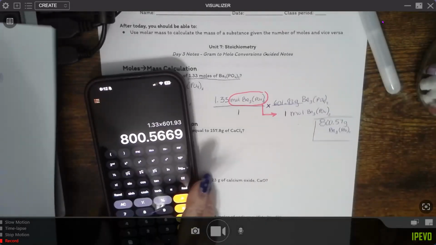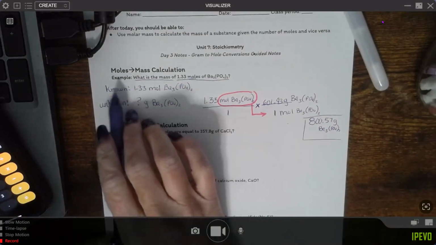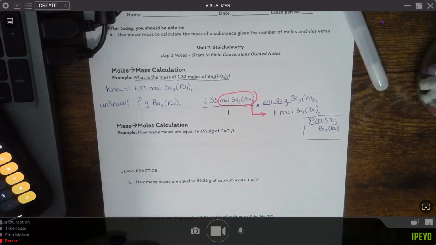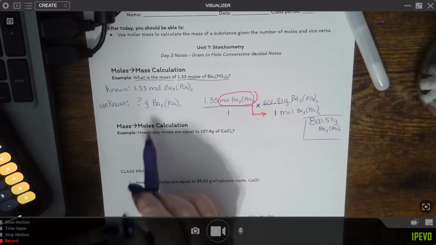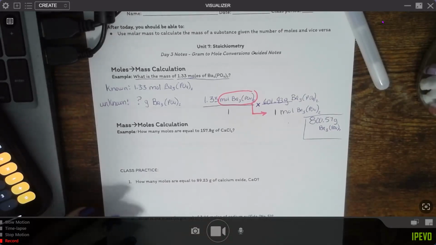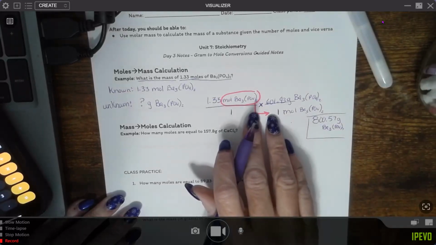Okay, so let's try another one. So that was if we're given moles, we're calculating mass. The second type of problem is going to be if we're given mass to calculate moles. Okay, so same process. And what you're going to find out, go back to this problem up here.